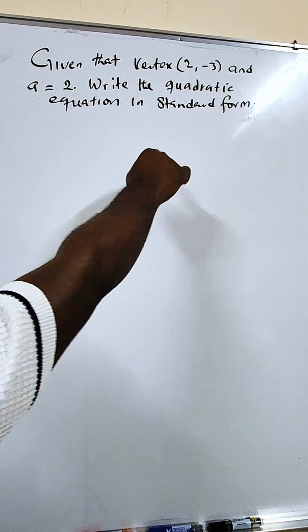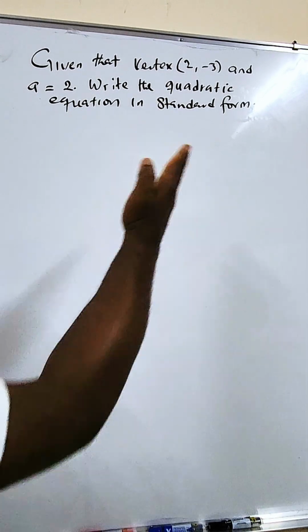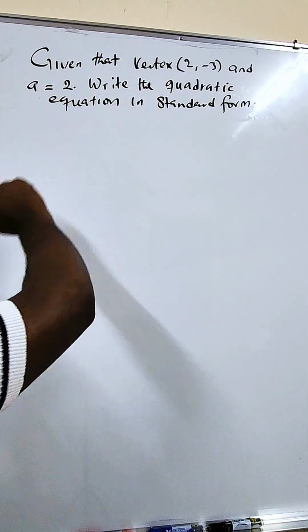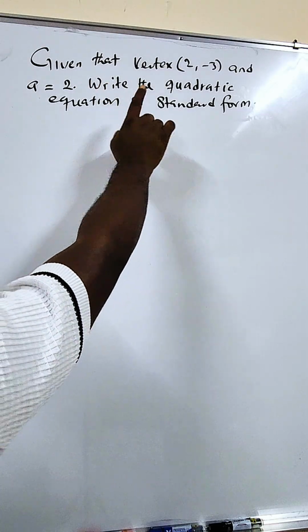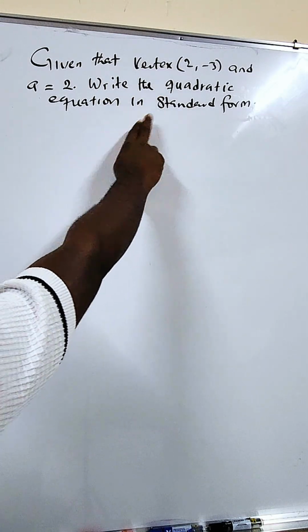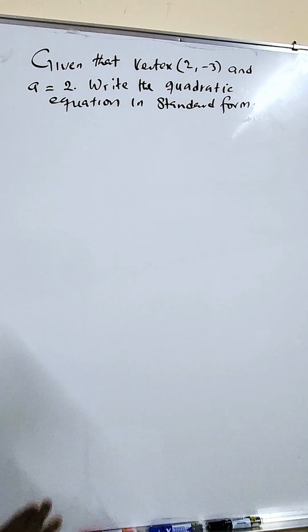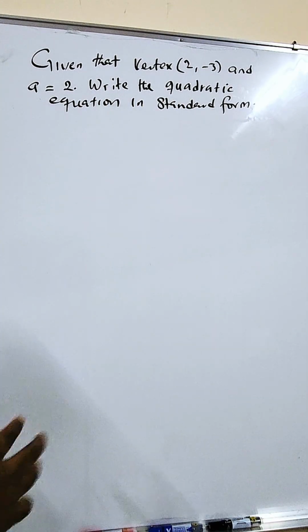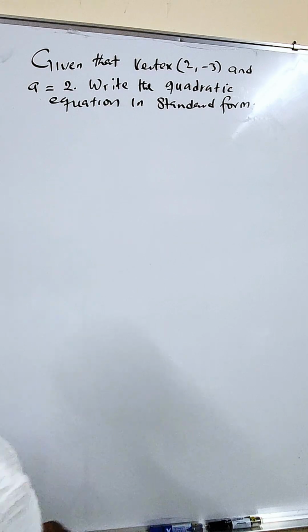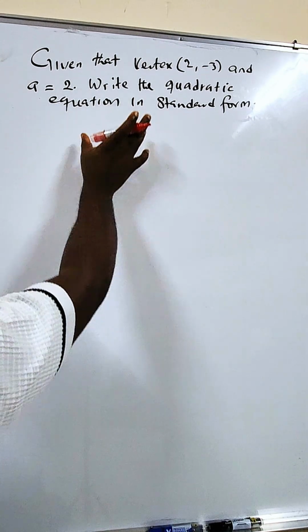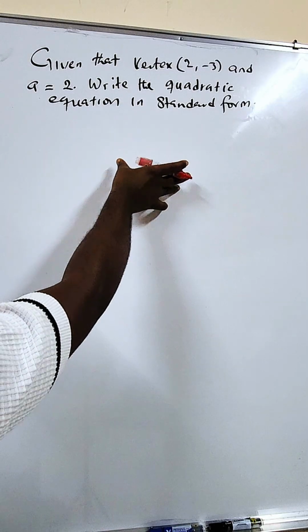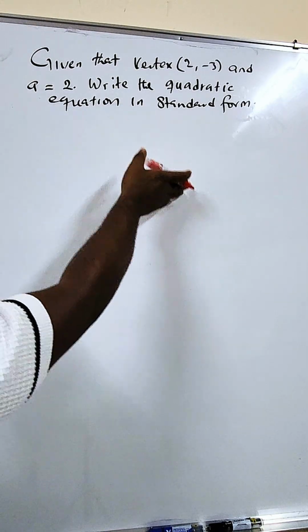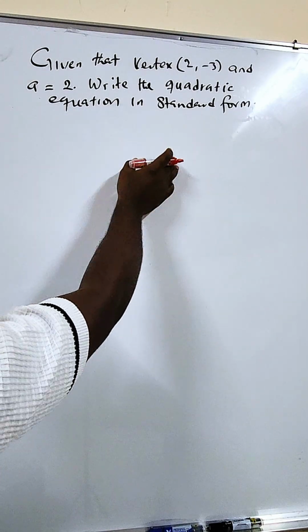Okay, given that the vertex is (2, -3), and a is 2. Now I said, write the quadratic equation in standard form. Because they've already mentioned quadratic, we already know that this is the vertex of a quadratic equation. So what you have to do first is write this in vertex form before you can convert it to standard form.